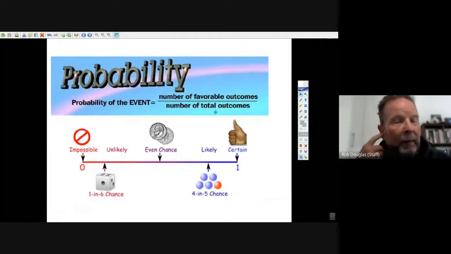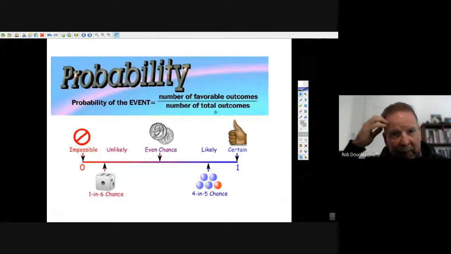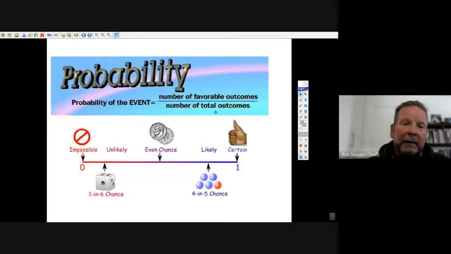Okay, this is an introduction to probability. You've done probability before, and I'm just going to go over some main ideas. All probability is a number between 0 and 1. 0 means there's no chance. 1 means it's certain. It's going to happen for sure. And an even chance means like 50-50, a 50% chance. A 1 in 6 chance would be unlikely, and a 4 in 5 chance would be likely.